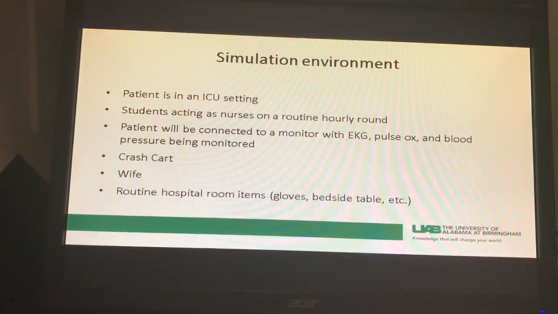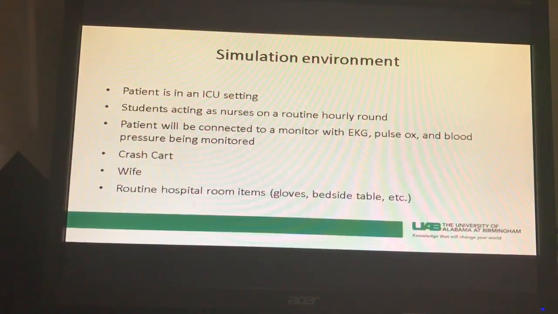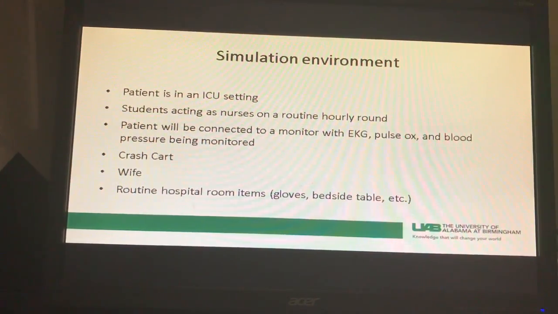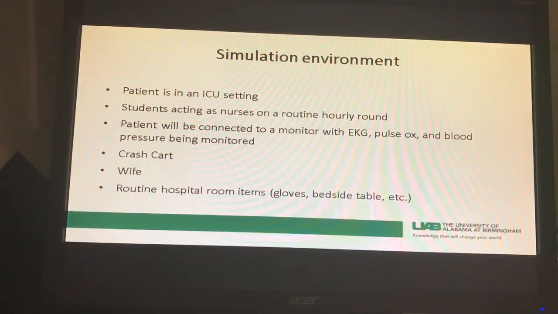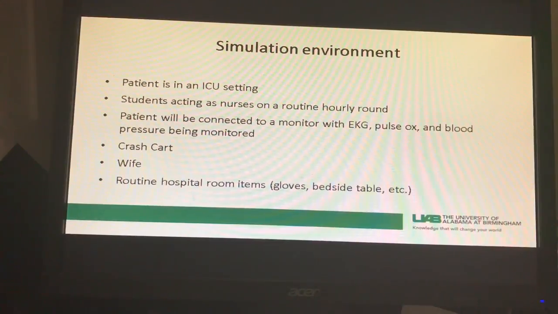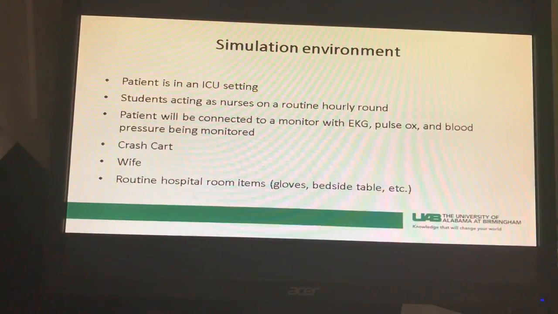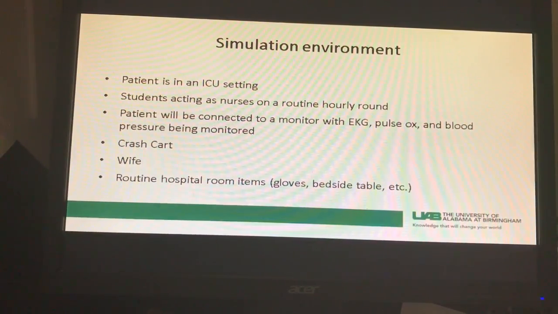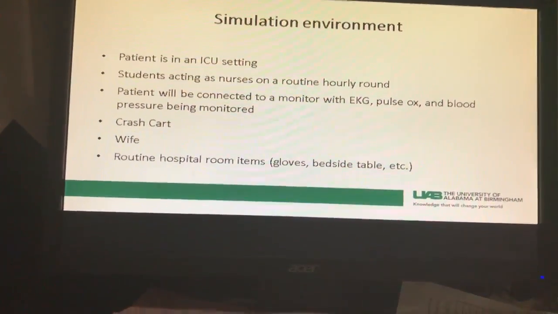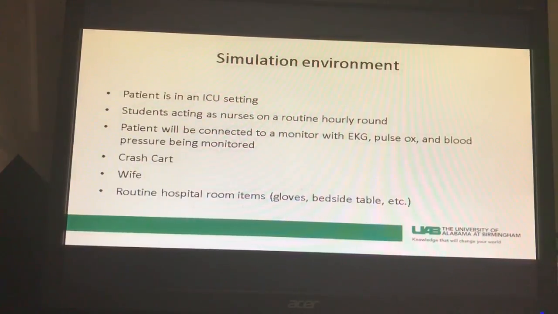Like I said earlier, the patient is in an ICU setting. The students are acting as if they're nurses on a routine hourly round, just coming in to see the patient. As I stated before, he will be on a monitor. It'll have a one lead EKG up there, which can be changed between leads. It'll also have the patient's pulse ox and blood pressure being monitored.